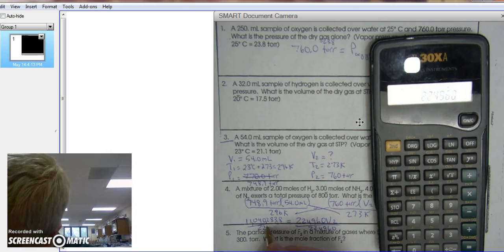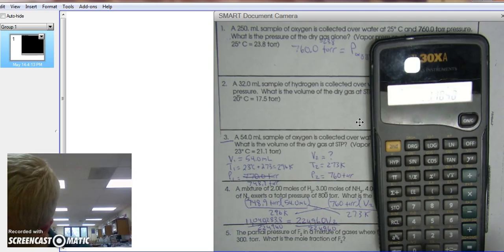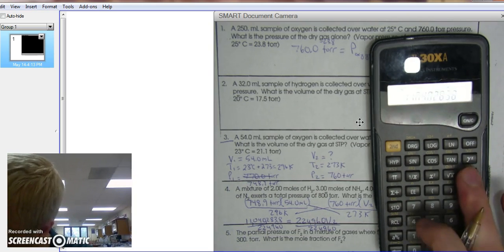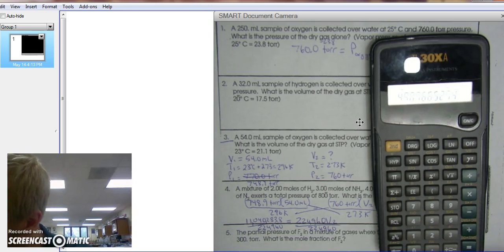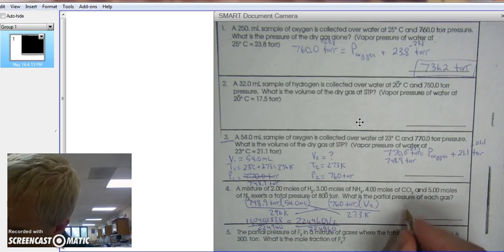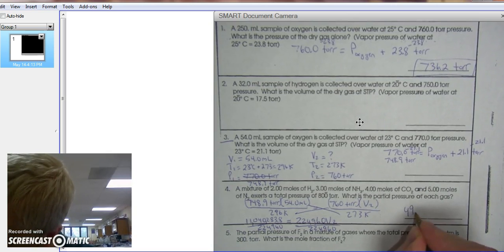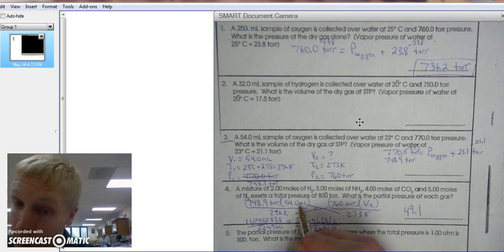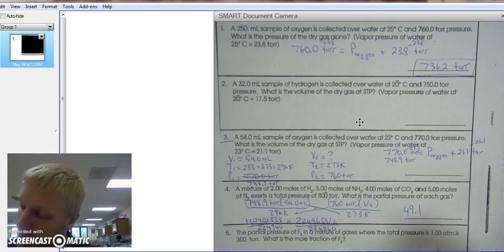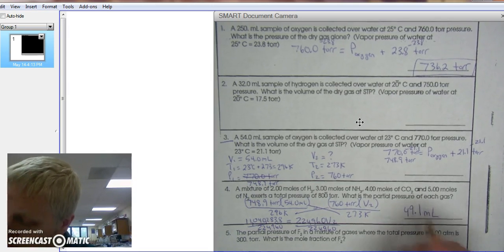So 11,040,283.8 divided by 224,960 gives me 49.1. And we're talking about V2. My V1 was in milliliters, so therefore my V2 needs to also be in milliliters.